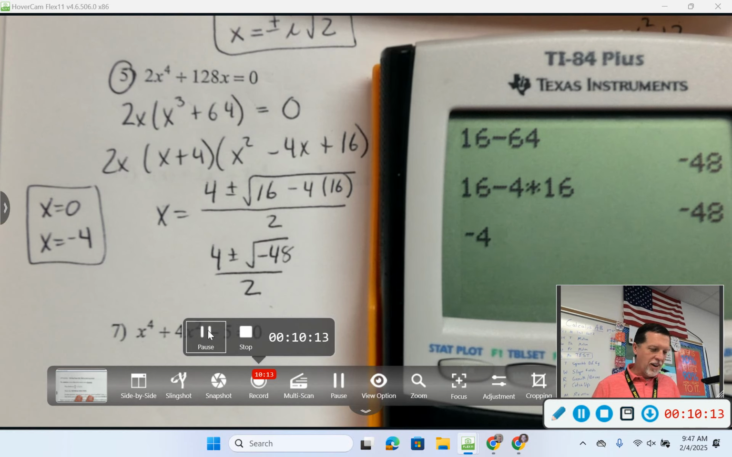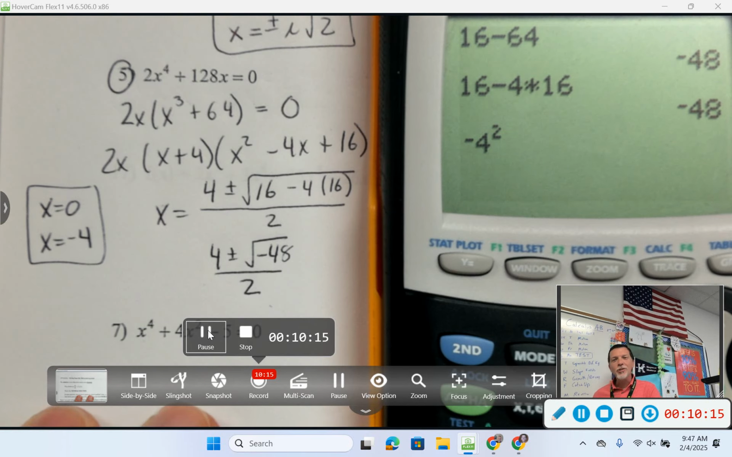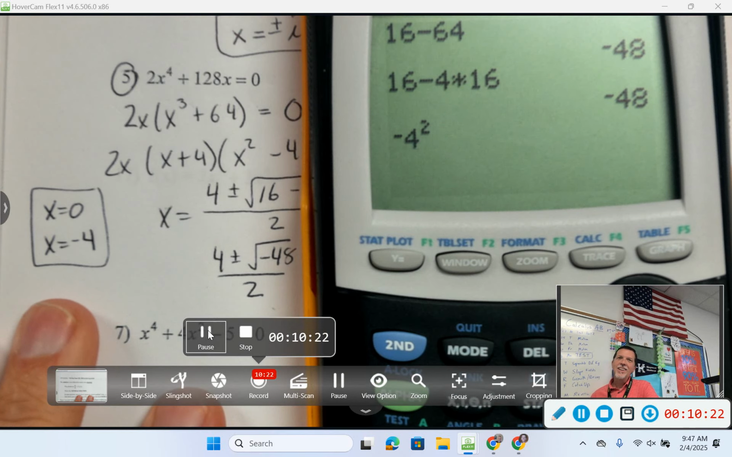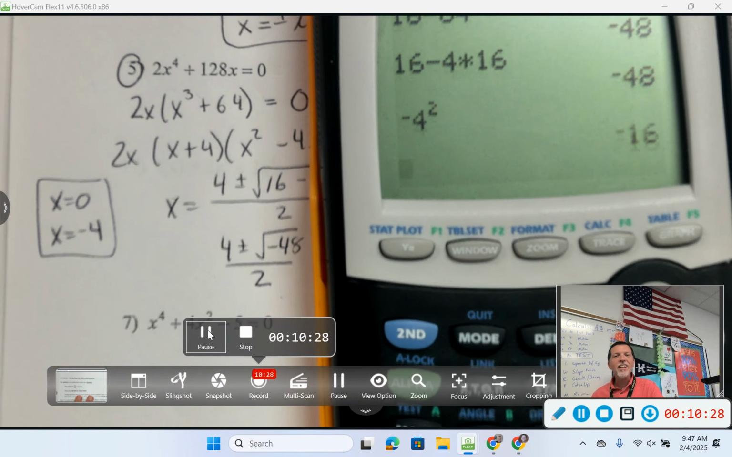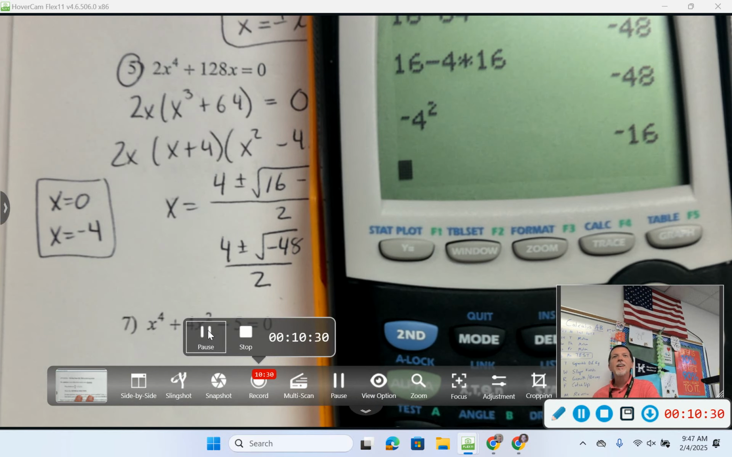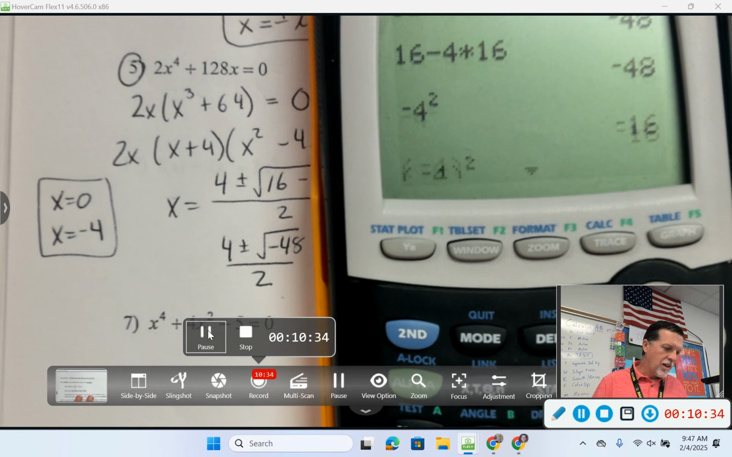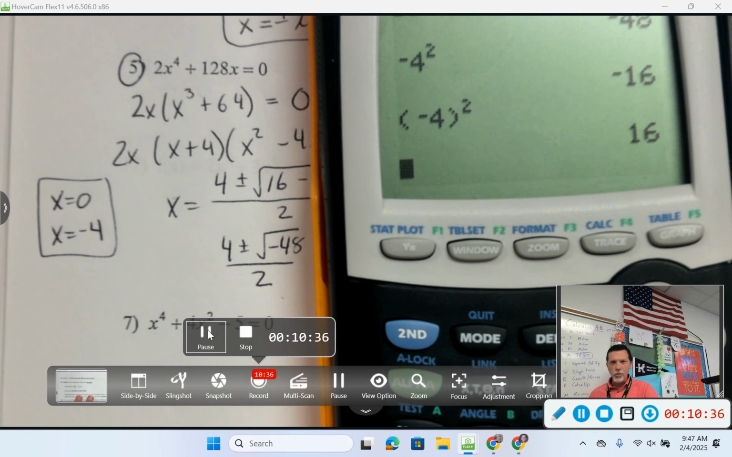Side note here, which is why when you do -4 squared like that, what's the calculator tell me that's going to be? The calculator knows PEMDAS. Exponents come first, so that's -16. So be careful. If you want to square -4, then fine, but make sure you're squaring -4.